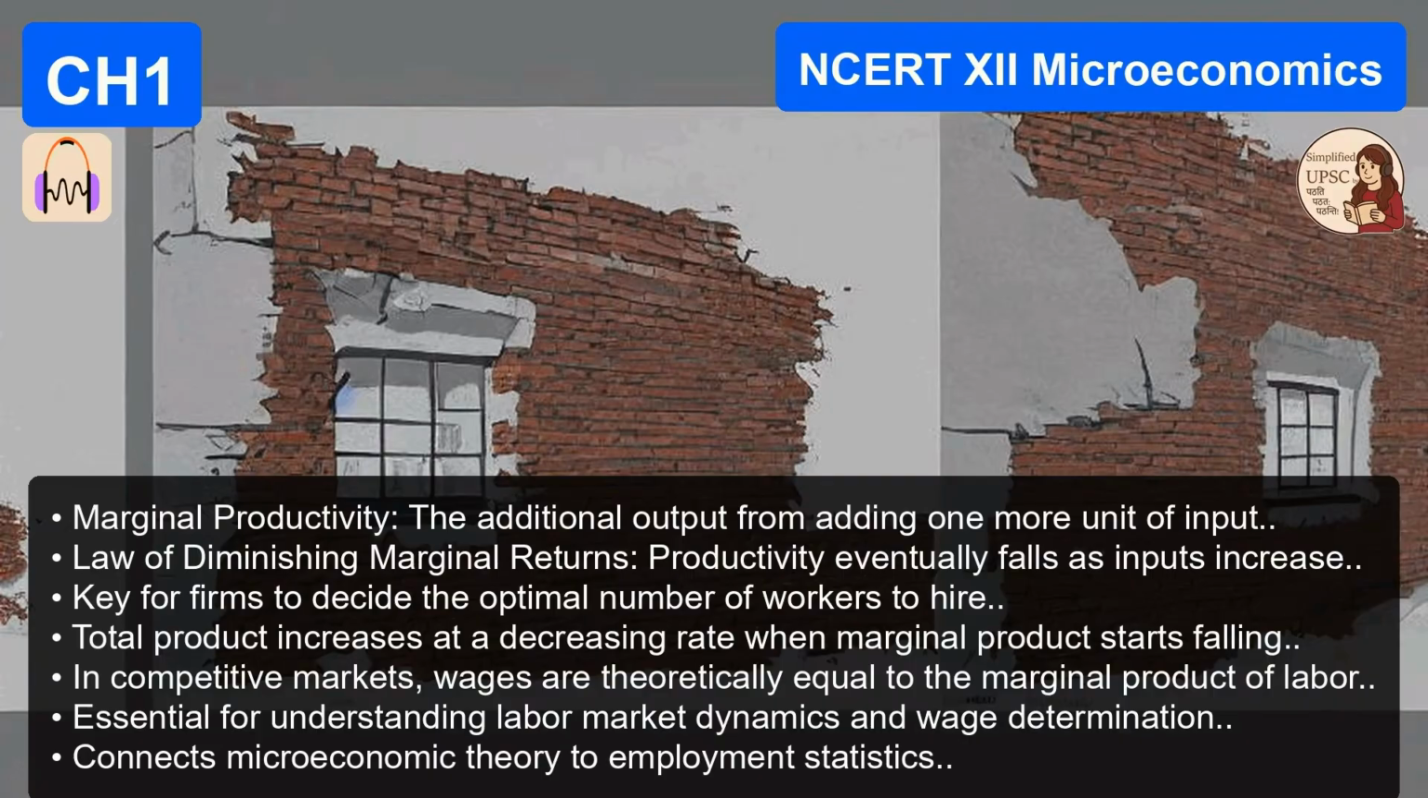That's a great framework. So you use the system shift to explain the policy change, and then normative versus positive to critique the outcome. Exactly. You need the vocabulary of microeconomics to articulate the macro change. It gives your answer structure and depth.